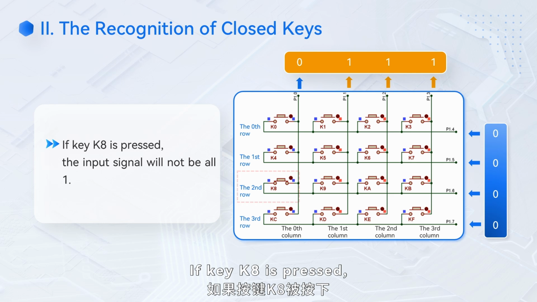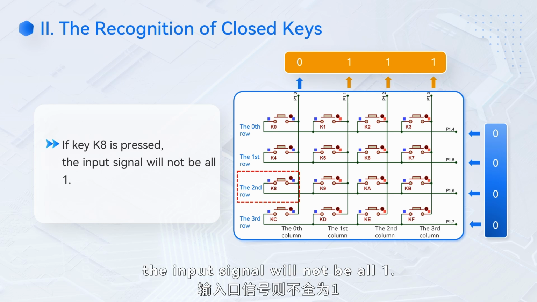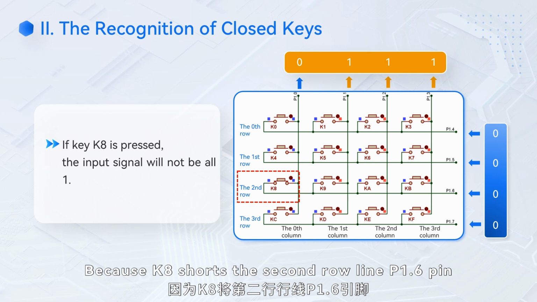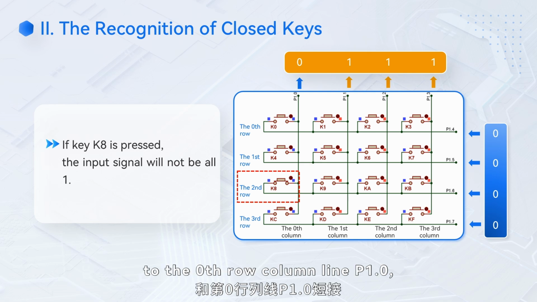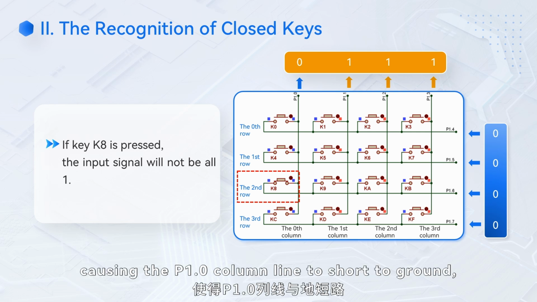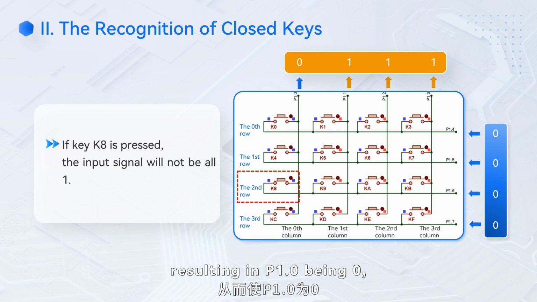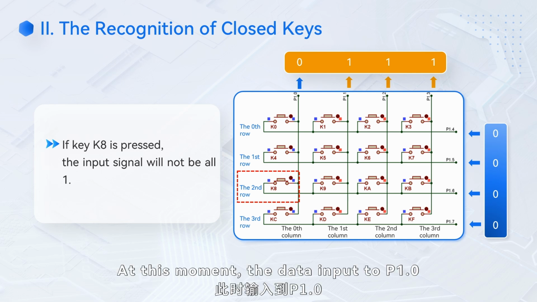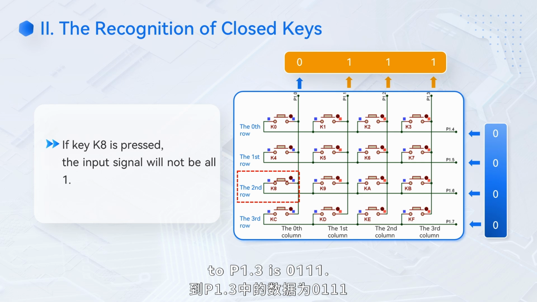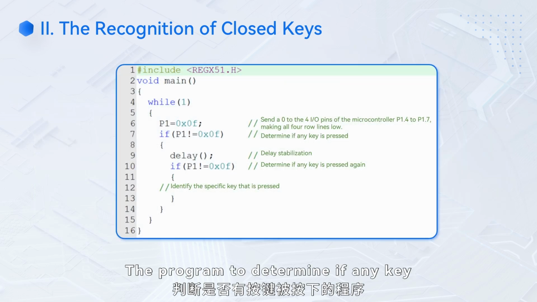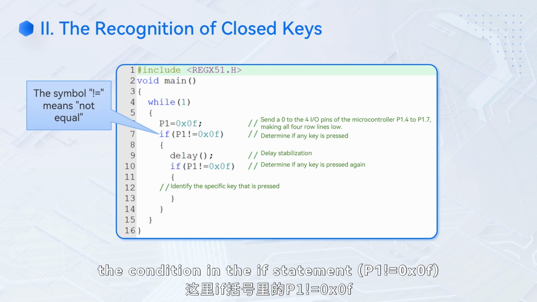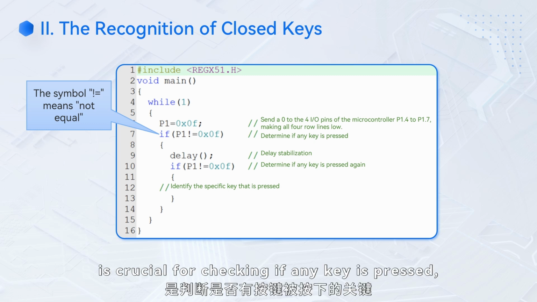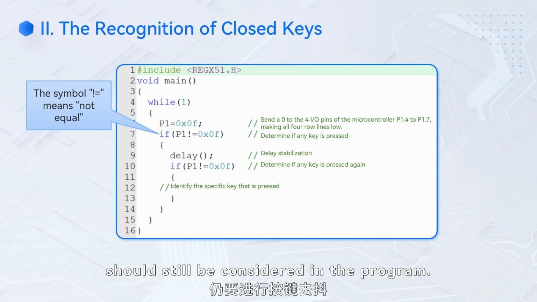If key K8 is pressed, the input signal will not be all 1. Because K8 shorts the second row line P1.6 pin to the 0th column line P1.0, causing the P1.0 column line to short to ground, resulting in P1.0 being 0, while the other 3 column lines are not affected. At this moment, the data input to P1.0 to P1.3 is 0111. The program to determine if any key is pressed is shown below. The condition in the if statement, P1 equals 0x0f, is crucial for checking if any key is pressed, and debounce processing should still be considered in the program.